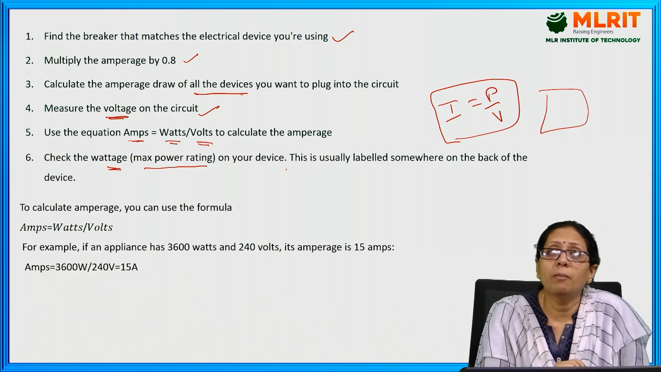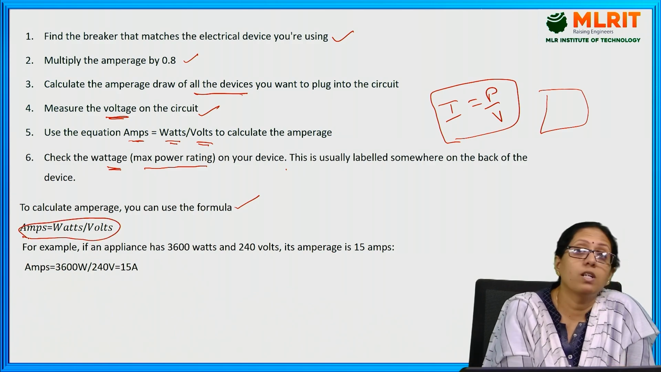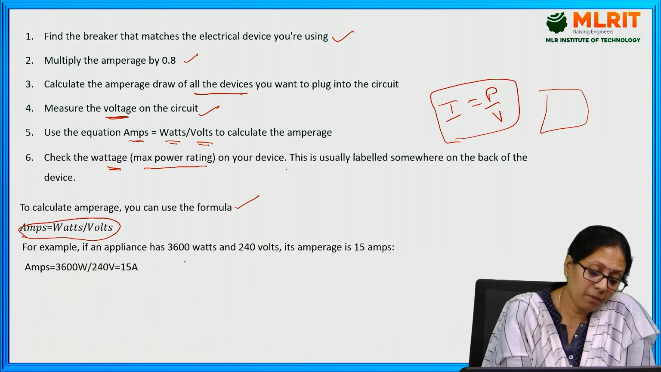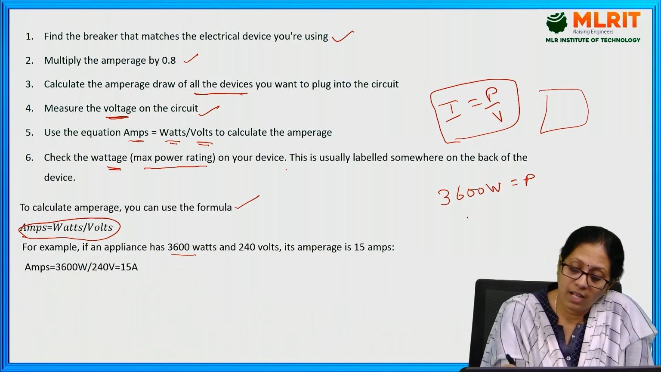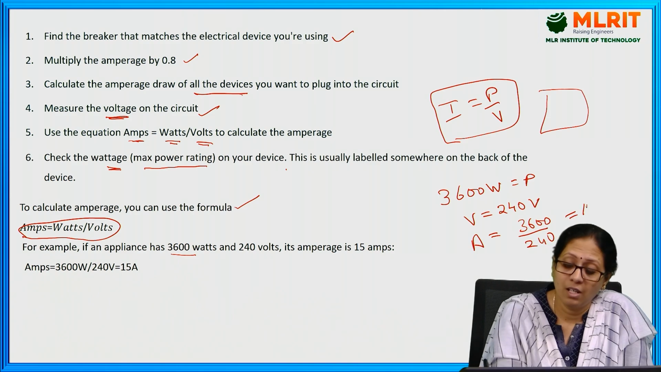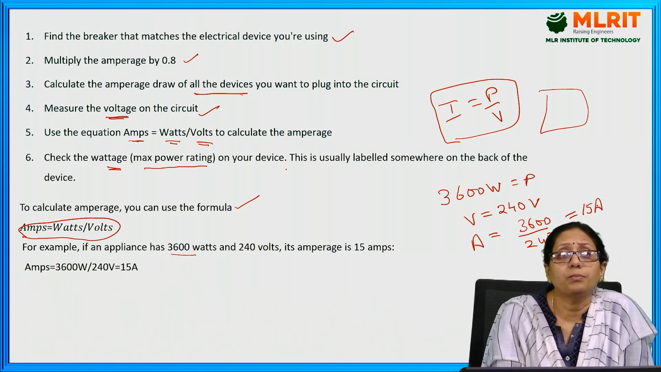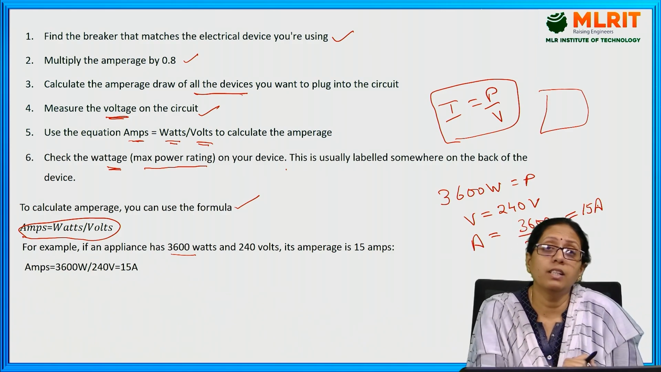To calculate the amperage, you can apply the formula amperes is equal to watts by volts. For example, here I have taken 3600 watts as the power, and voltage is equal to 240 volts. So the amperage will be 3600 divided by 240, which is nothing but 15 amperes. So in this manner we calculate the amperage or the electrical current.